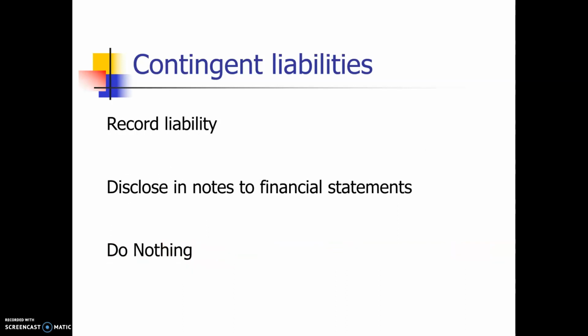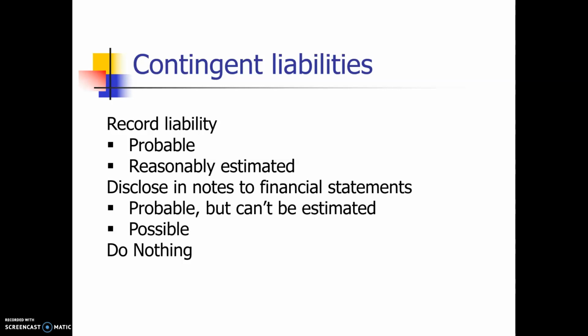So just to summarize, when you have a contingent liability, there are 3 possible courses of action for treating it. You record the liability if the contingent liability is probably going to happen and you can reasonably estimate it. It has to be both. You disclose it in the notes to the financial statements if it's probably going to happen but you can't estimate it, or if it's possibly going to happen. And then if there's just a remote chance that you could have this liability, then you do nothing.